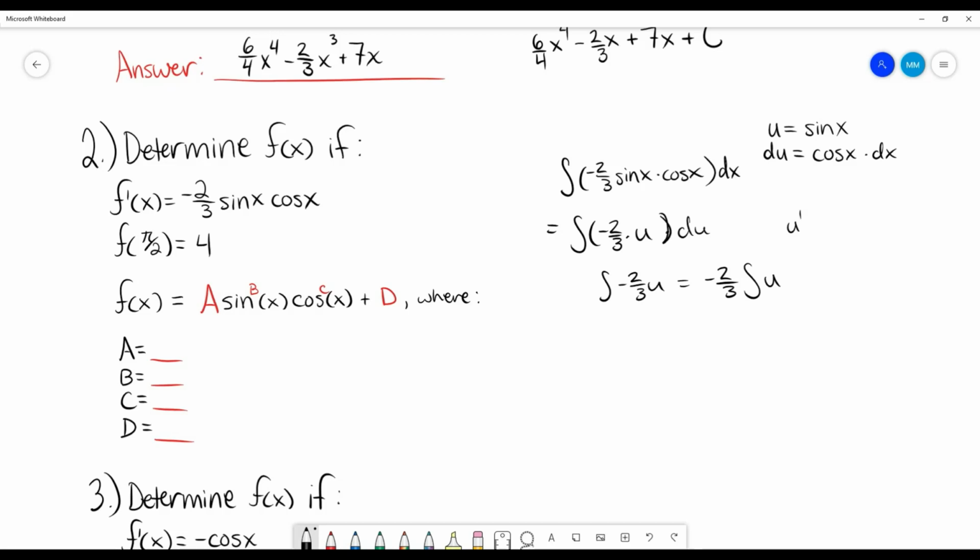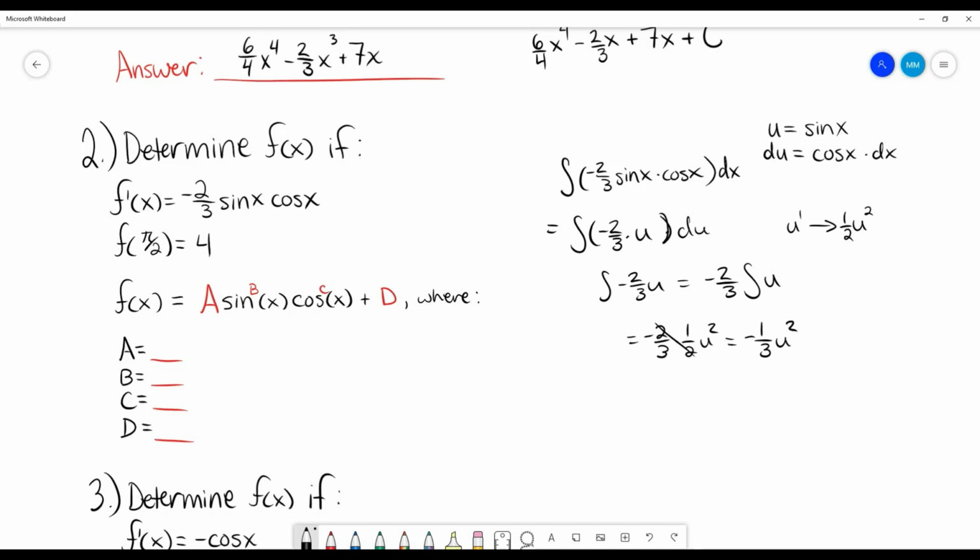If I'm going backwards, I know that if I add 1 to my exponent, it's going to turn into u squared. And in order for there to be nothing in front once I take that derivative, because if I took this derivative, I would get 2u, I know that has to be 1/2 u squared. So if I take that derivative now, it's going to be 2 times 1/2 u, which is just going to equal u, which checks out, which means that our integral is going to be negative 2/3 times 1/2 u squared. Those cancel. Turns into a negative 1/3 u squared.